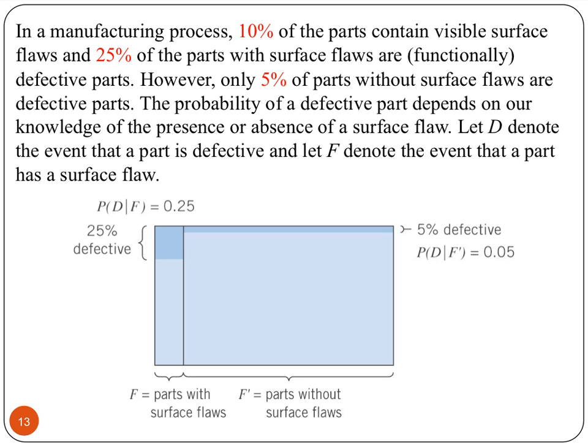Assume, for example, that I have a manufacturing process which produces a certain set of products, and 10% of the parts produced from this manufacturing process contain visible surface flaws. So basically I have the ones with surface flaws, which are noted by F, which is 10% of the overall production, right? And then out of these 10%, 25% of them are defective parts, while the remaining ones are not defective.